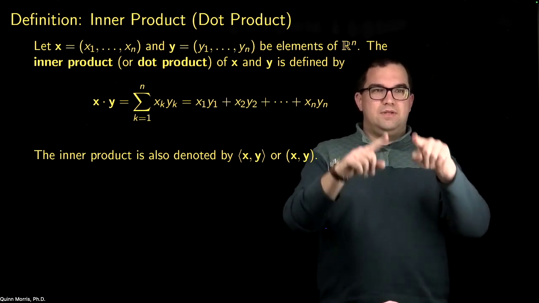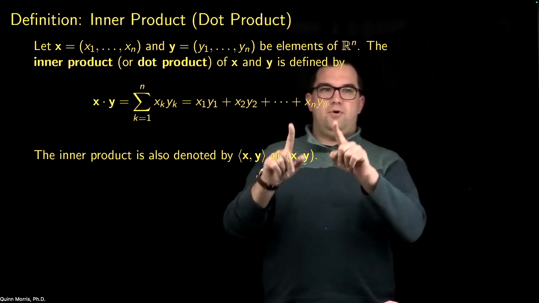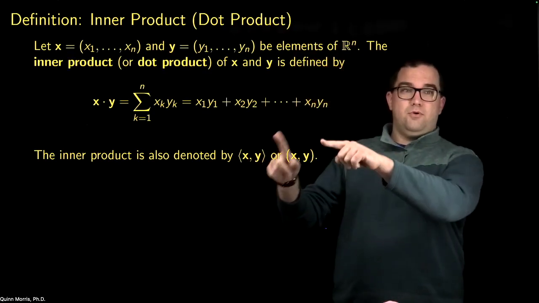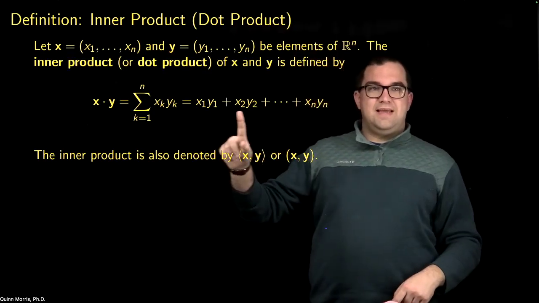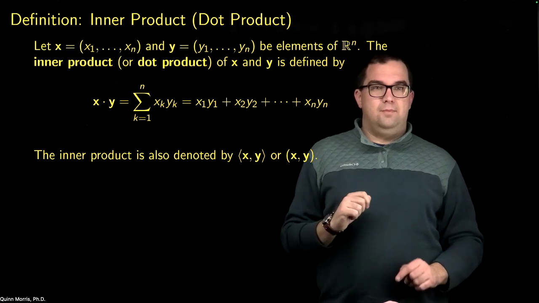Take the second components of each vector, multiply them together. Third components, multiply them together. All the way up to the nth components, multiply them together. Then I take each of those products and I add them all up.